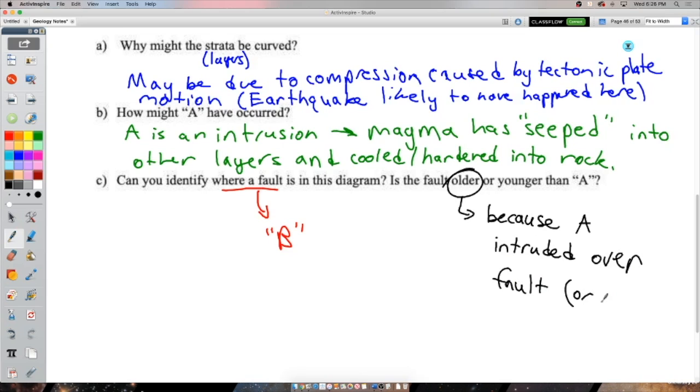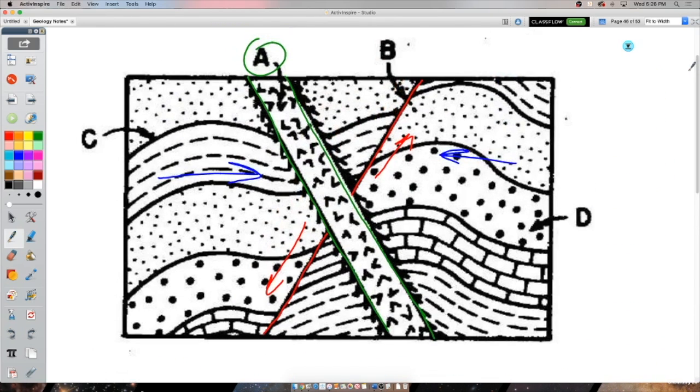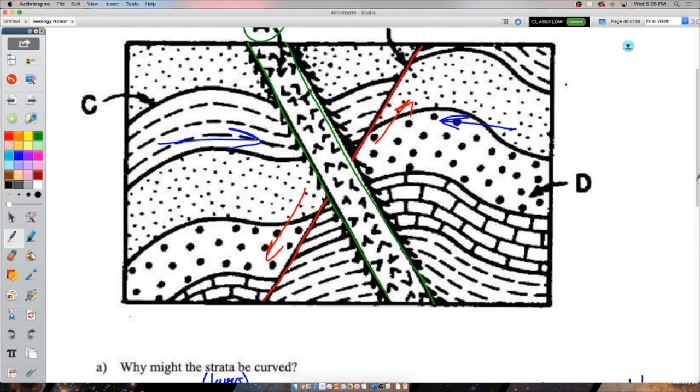So you could think of it as because A intruded over the fault, or you could think of it as because the fault didn't crack through A, right? Same potato, right? Because A filled in B, or because B didn't crack through A. Those are both good reasons for why A must be younger. Obviously, B was already there when A formed.